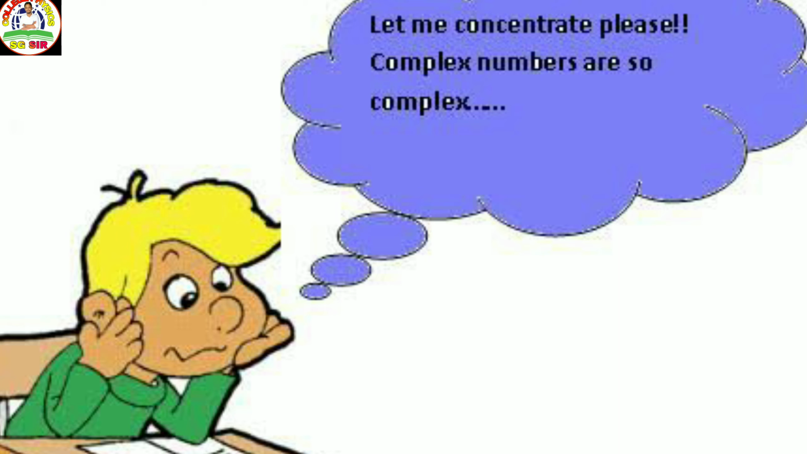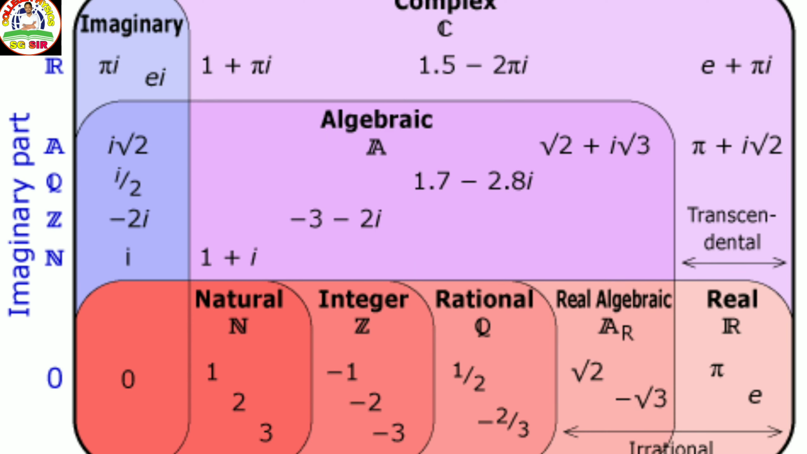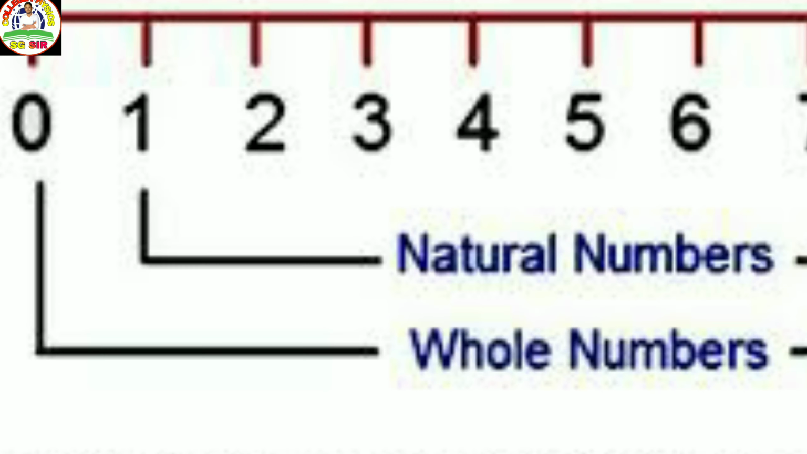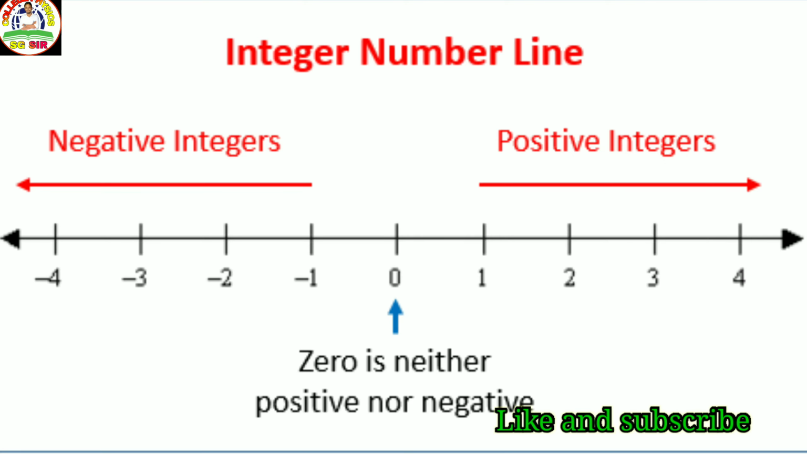At first we discuss natural numbers. The counting numbers starting from 1 are called natural numbers. For example, we can write 1, 2, 3, 4, and so on. When 0 is added to the natural numbers, they are called whole numbers. So 0, 1, 2, 3, and so on are called whole numbers.